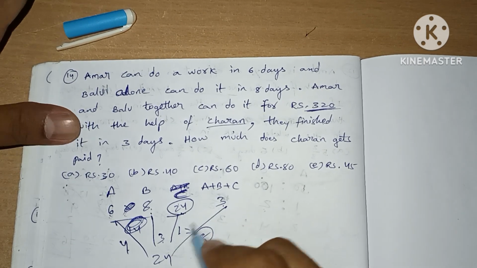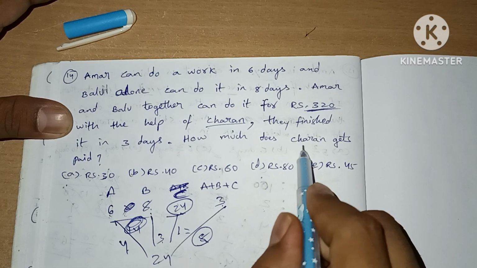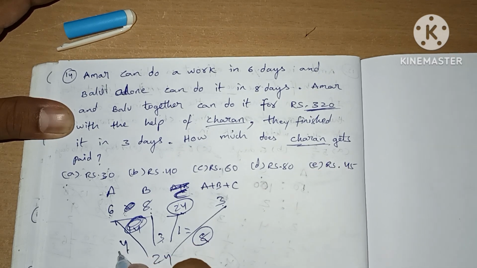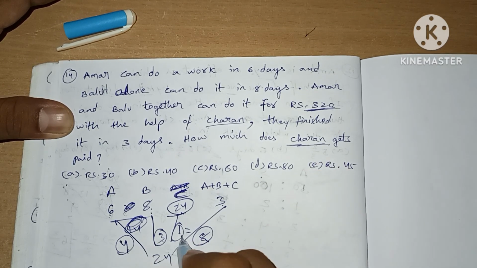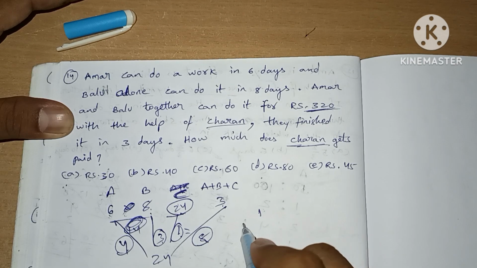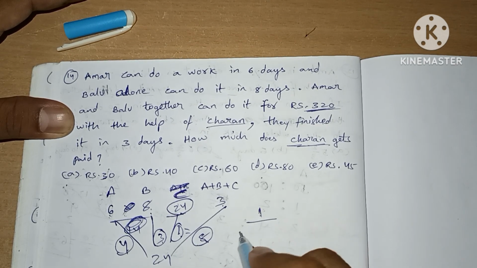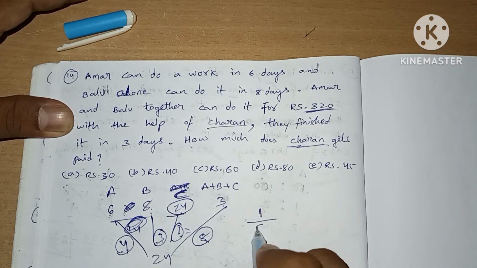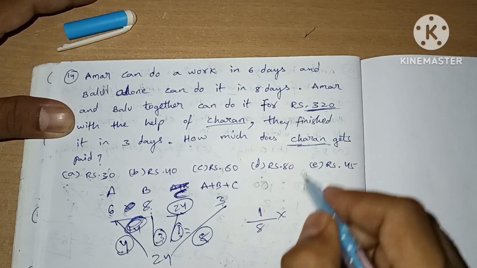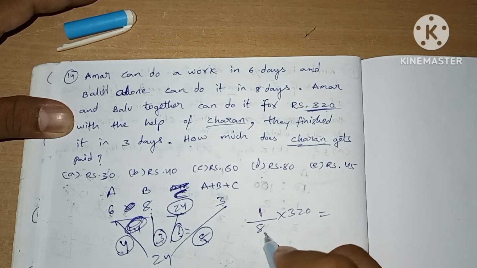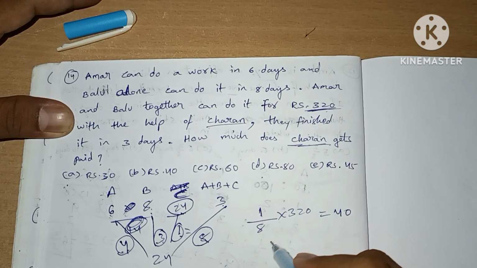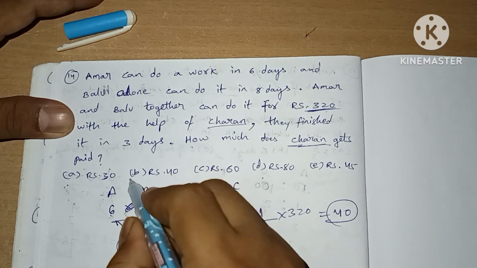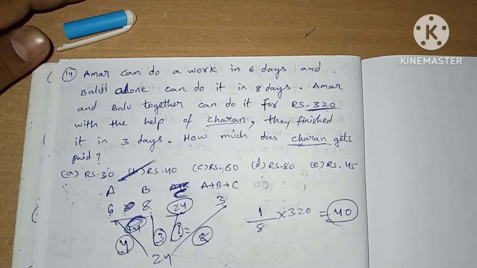Now we need to pay Charan. Here the efficiencies are clear. So one part is given out of a total of 8 parts. The total rupees is 320. So the given rupees is 40. The answer for this one will be 40 rupees.